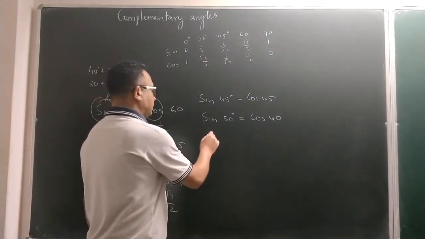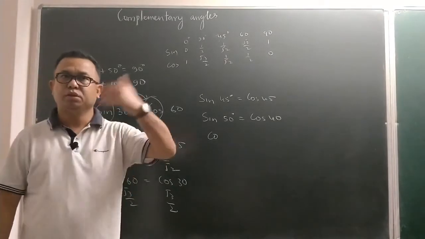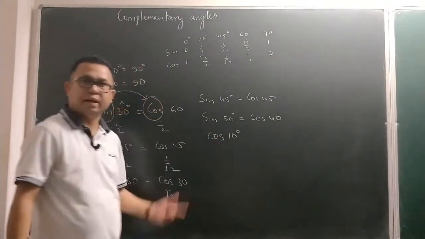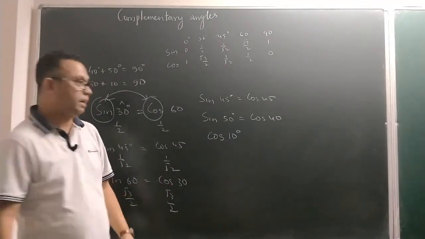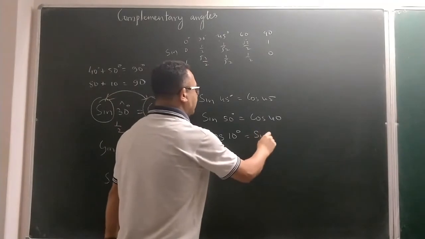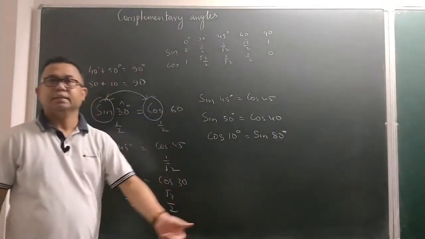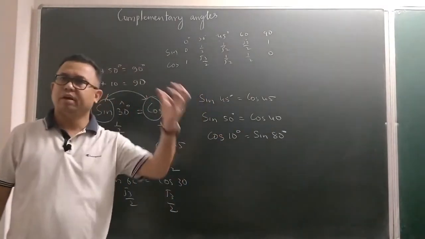By the way, the reverse is also true. I showed all examples only with sine, but the reverse is also true for cos. If I tell you cos 10 degree, 10 is not a standard angle again. So what is the value of cos 10 degree? If you do not know it, you can say it is the same as sine 80 degree. So 10 plus 80 is 90. So sine can be converted into cos, cos can be converted into sine.